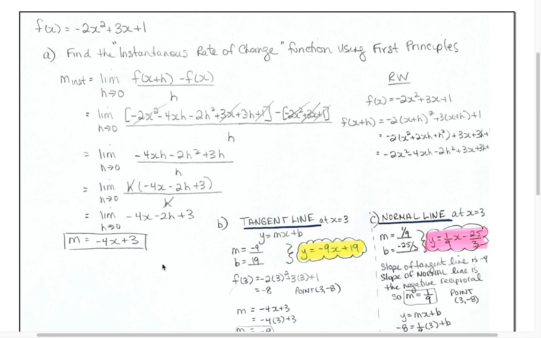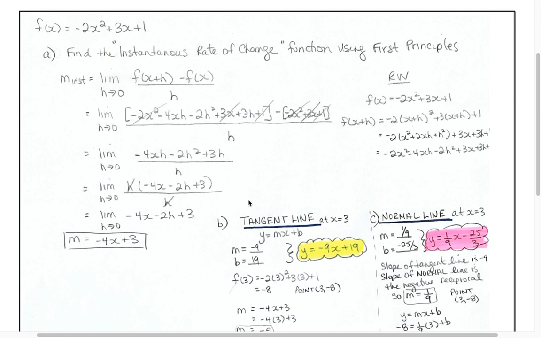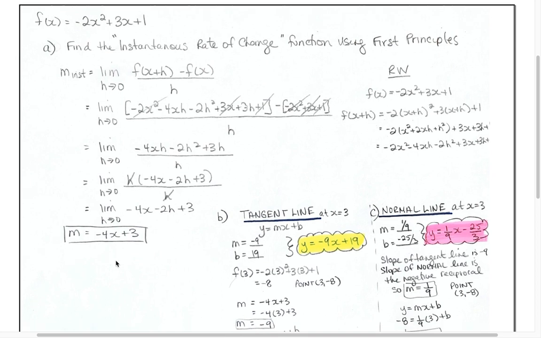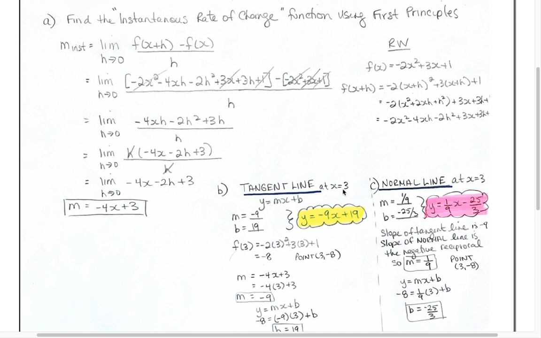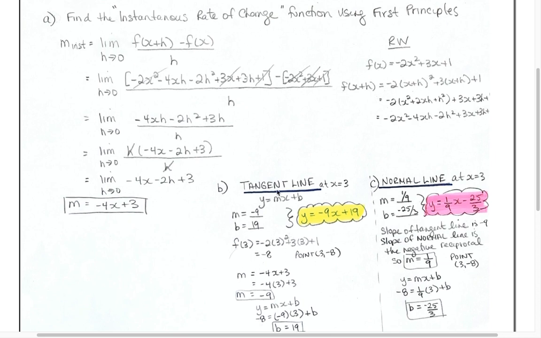at a specific value. Okay, so now that I have the equation to find my slope, what I want to do is find the tangent line and the normal line at the specific point x equals 3. So in order to find the tangent line, I know I need to know two things. I need to know what the slope is and what the y-intercept is.